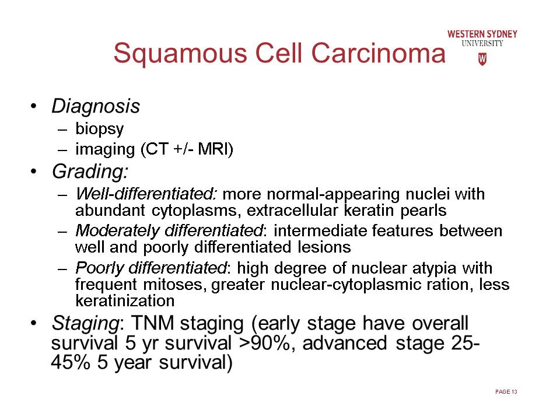With regards to staging, similar to BCC, it's TNM staging. And the reason we stage is it helps us prognosticate and decide on treatments. The early stage disease has an overall 5-year survival of greater than 90%, so they do quite well if it's stage 1 or stage 2. However, for the most advanced stages, stage 3 and 4, it's only about a 25 to 45% 5-year survival rate.